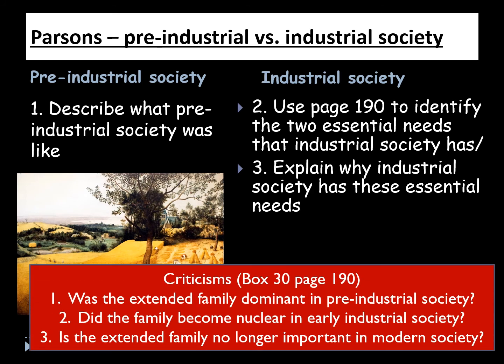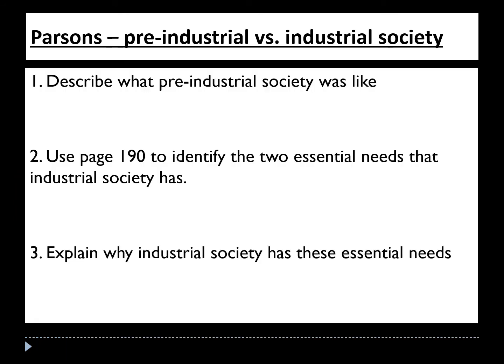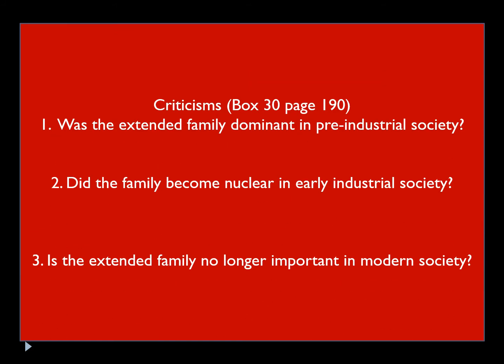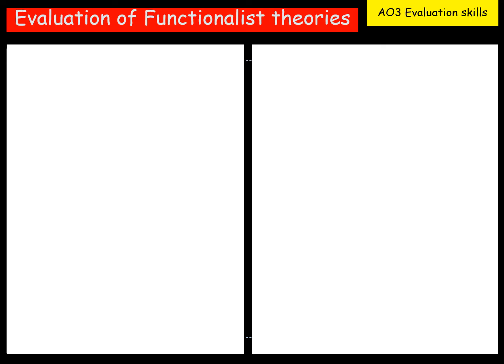So just read about those two needs and explain why industrial society has these essential needs. And then lastly, look at the criticisms box, the evidence against Parsons, and answer these three questions, because other sociologists have criticised what he has to say. Young and Willmott and Peter Laslett are mentioned in that box, so you want to refer to those sociologists when you're answering those questions. I've left space on the next couple of slides so that you can write your answers directly on the PowerPoint, and then you can upload your work to Show My Homework.